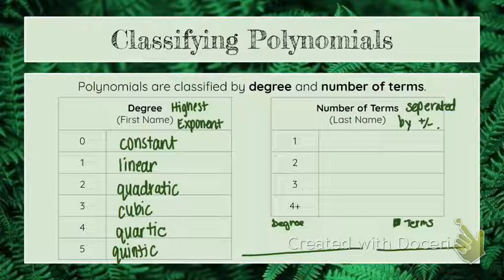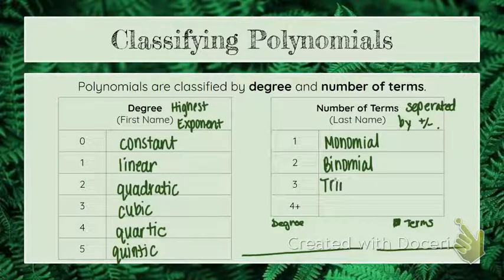All right, then for the last name, the number of terms. If we have one term, it's called a monomial. If we have 2 terms, it's called a binomial. Bi means 2. Bicycles have 2 wheels. 3 terms is a trinomial. Tri means 3. Tricycles have 3 wheels. And 4 plus is called a polynomial. Poly means many. I think of polygons. Polygons have many sides. So let's practice naming a couple of polynomials.